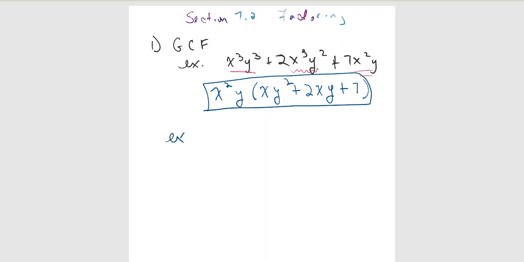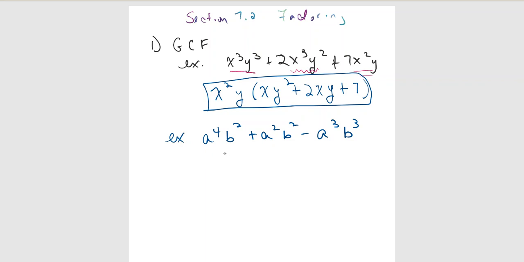So we'll do one more example. Let's say I have a to the fourth b squared plus a squared b squared minus a to the third b to the third. This would be a good time for you to pause the video and see if you could do it by yourself. All right, here's how we would do it.